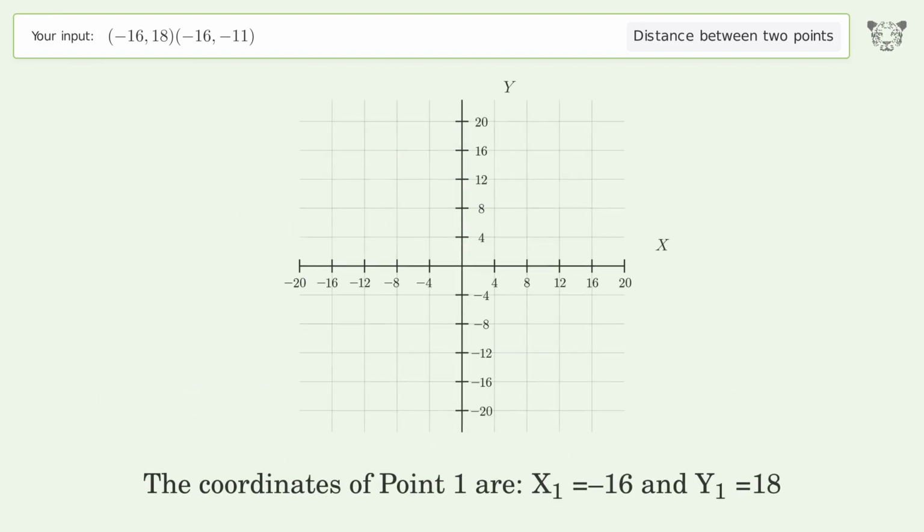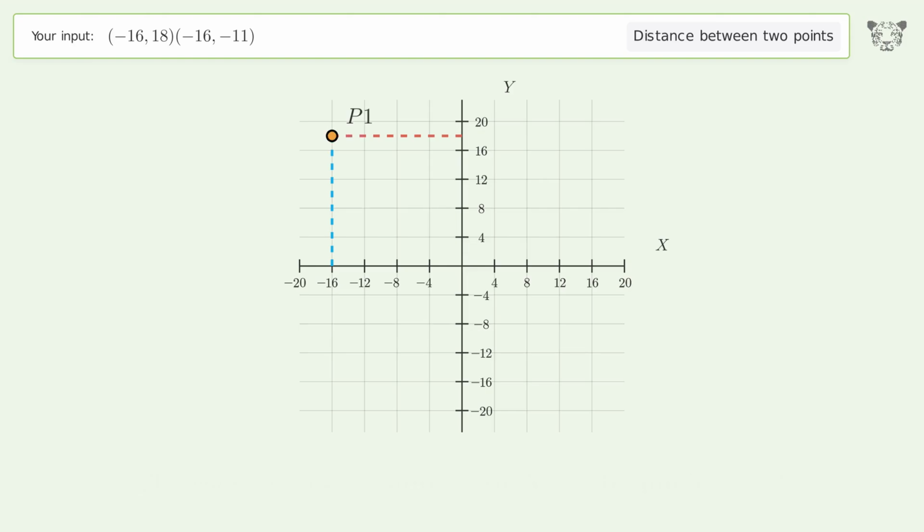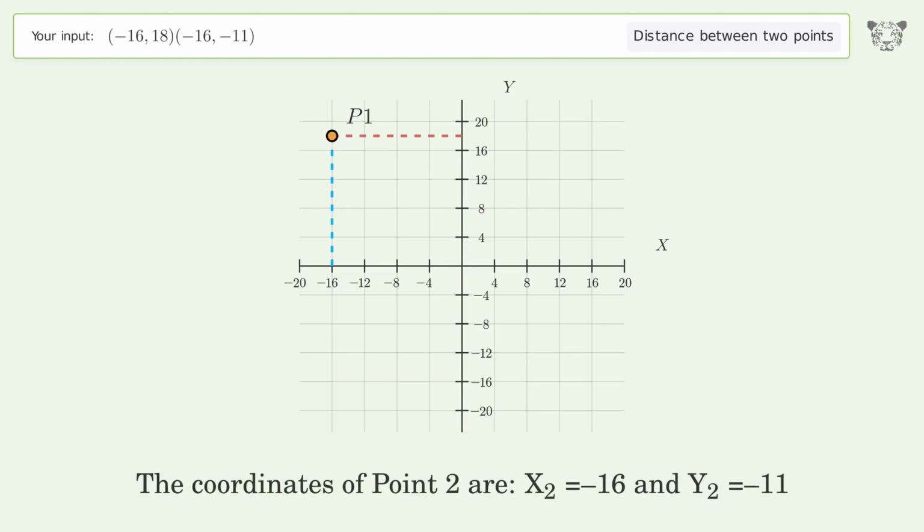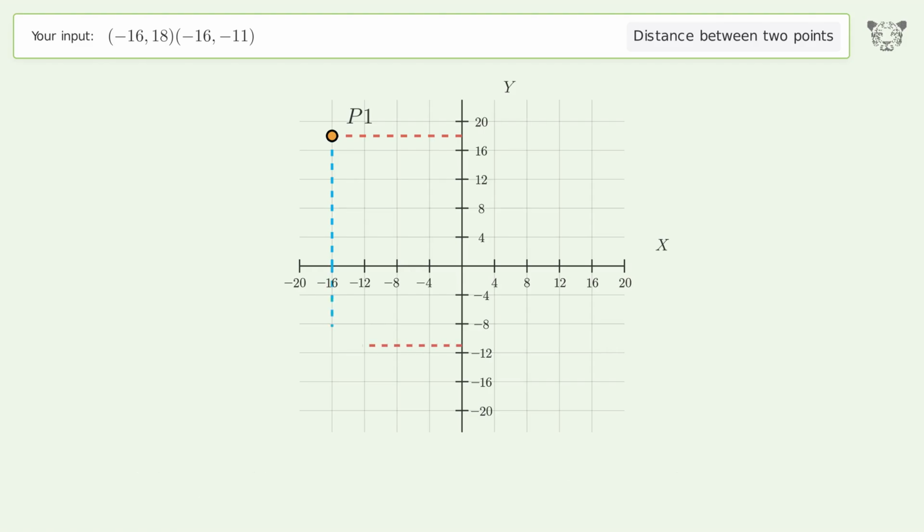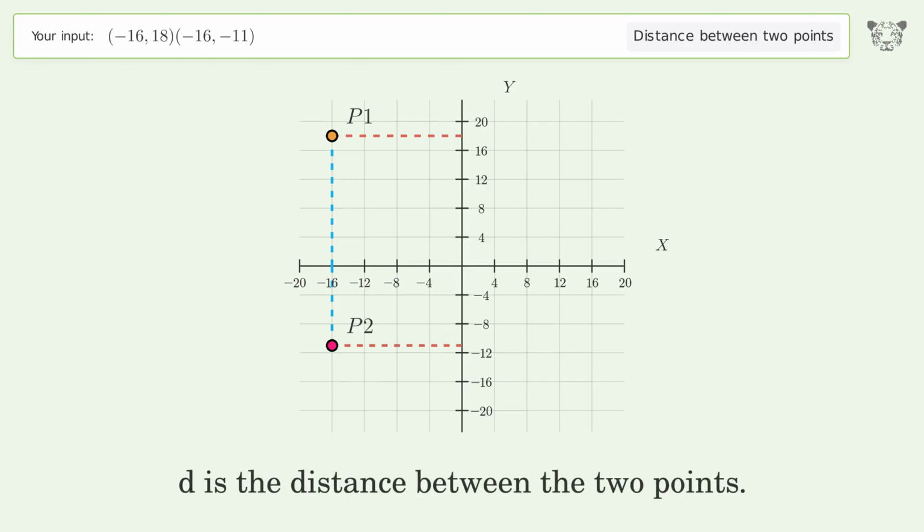The coordinates of point 1 are x1 equals -16 and y1 equals 18. The coordinates of point 2 are x2 equals -16 and y2 equals -11. D is the distance between the 2 points.